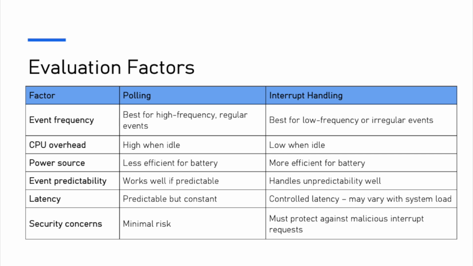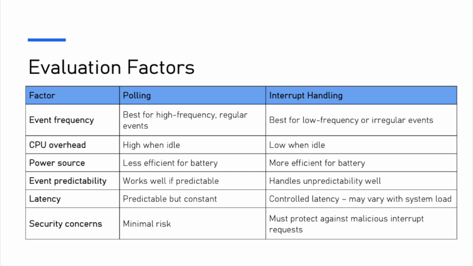So, interrupts can provide lower and more controlled latency because the CPU can respond as soon as an event occurs. Polling might introduce variable latency. It depends on a cycle when it gets to that particular device, depending on whether an event happens in relation to the polling cycle. And finally, security concerns refers to potential vulnerabilities these mechanisms can introduce.